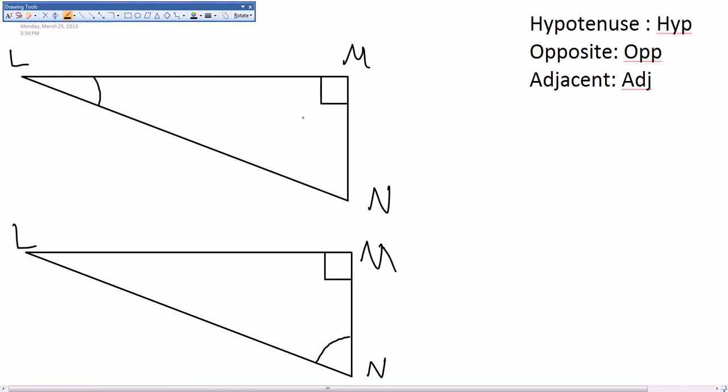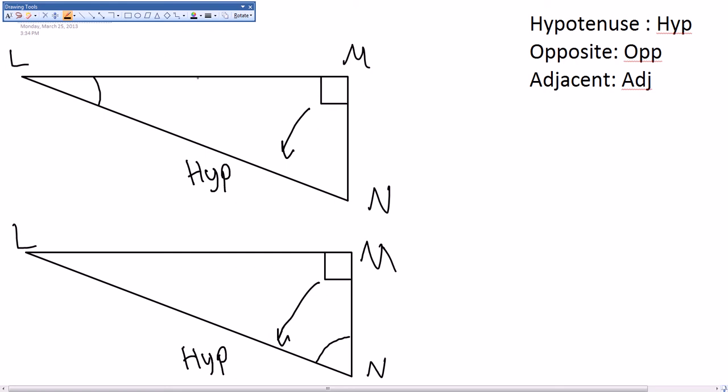So recall that the hypotenuse is always directly across from the right angle. So here's our hypotenuse. And notice that it's going to stay fixed. Your hypotenuse is always the hypotenuse. That never changes. What is going to change are the names for our opposite and adjacent sides. So based on the last thing we looked at, I want you to pause the video, and relative to L and relative to N, I want you to name the two remaining legs in each set.